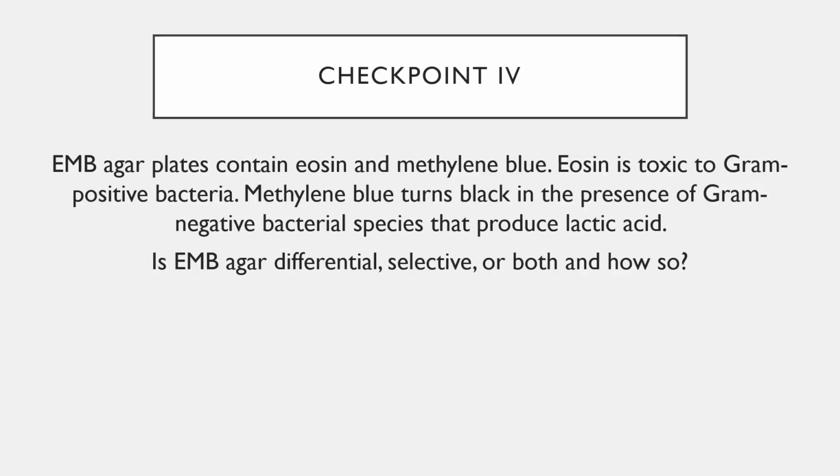In this checkpoint, we are going to take a look at a type of media that you haven't yet seen called EMB agar. EMB agar is named for its contents of eosin and methylene blue. Eosin is an ingredient that is toxic to gram-positive bacteria. Methylene blue, on the other hand, will turn black in color in the presence of a gram-negative bacterial species that produce lactic acid.